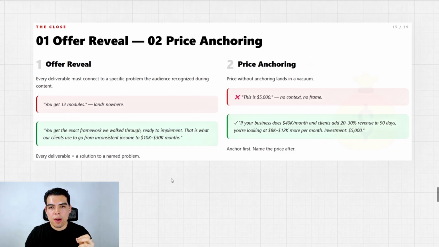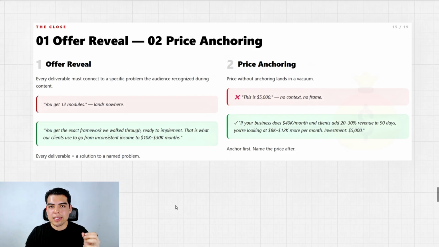Every component inside your offer should be connected to a specific problem. It's not just, you get 12 modules. Instead, what you want to do is say, you get the exact framework we walked through earlier, ready to implement inside your business. This is what clients are using to go from inconsistent income to $10,000 or $30,000 per month. Every deliverable is a solution to a specific problem you named previously. If a deliverable doesn't match a problem the audience recognizes during the content section, it's not going to land the same way.